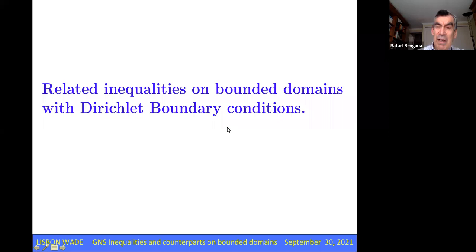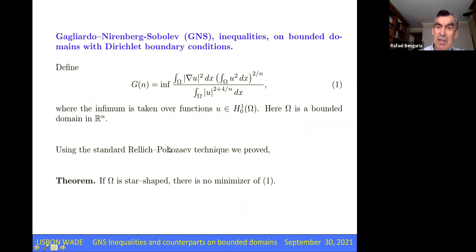And the last thing I want to mention, I'm about five minutes from the time now, is the case when you have inequalities of this sort, but with Dirichlet boundary conditions. You can consider the same problem, the Gagliardo-Nirenberg problem with Dirichlet boundary conditions. In this case, using the virial theorem, using the Rellich-Pohozaev technique, we can prove that there are no minimizers for this quantity, as long as omega is star-shaped. So you use the invariance under scaling, you treat the boundary of the domain with the Hadamard technique, and then you can prove that if omega is star-shaped, there is no minimizer of this quantity.